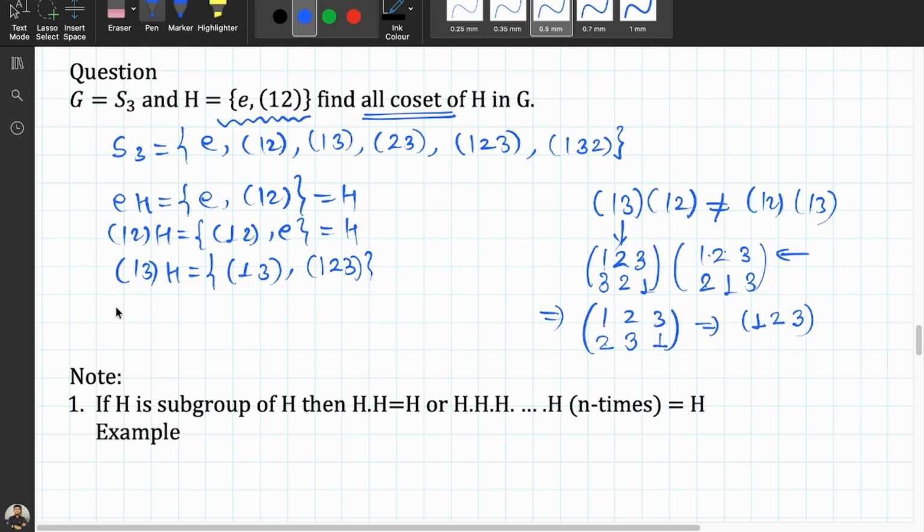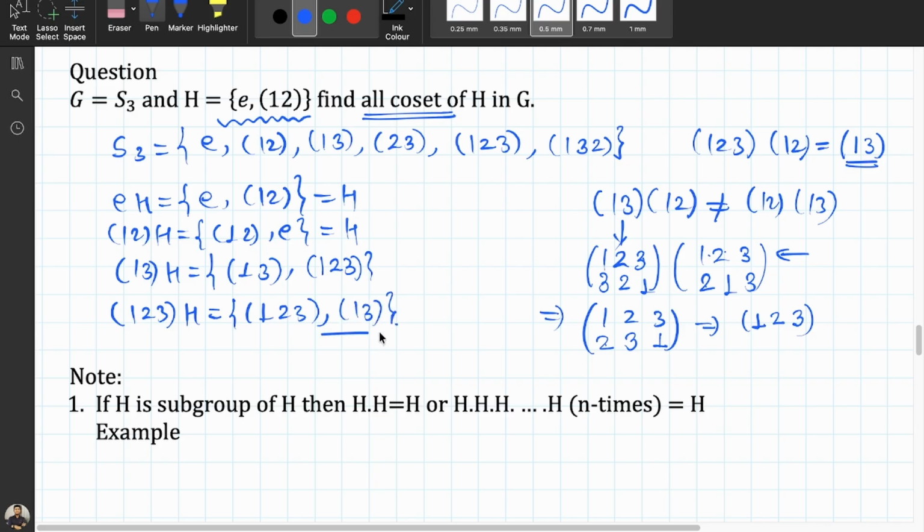Now what about 1 2 3 into H? That is what with identity it is 1 2 3. What about the multiplication with? It's simply take multiplication of 1 2 3 with 1 2. From here you will get 1 2 3. This is, sorry, 1 and 3. So this is how you can find all the subgroups of whatever the given.